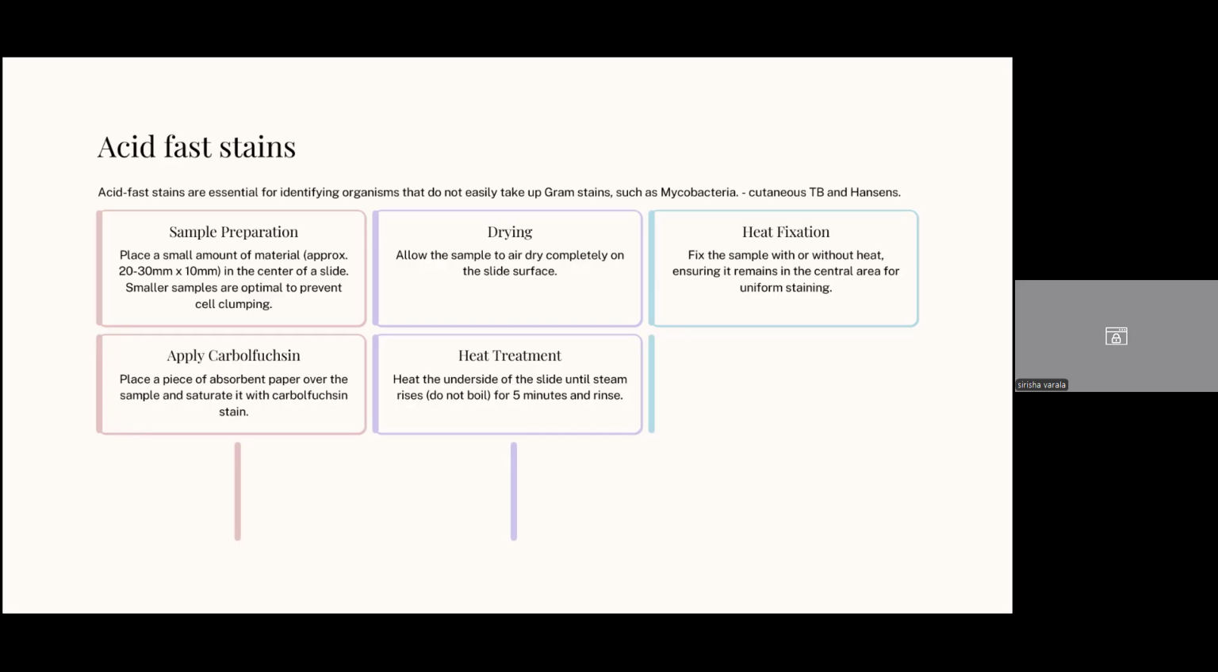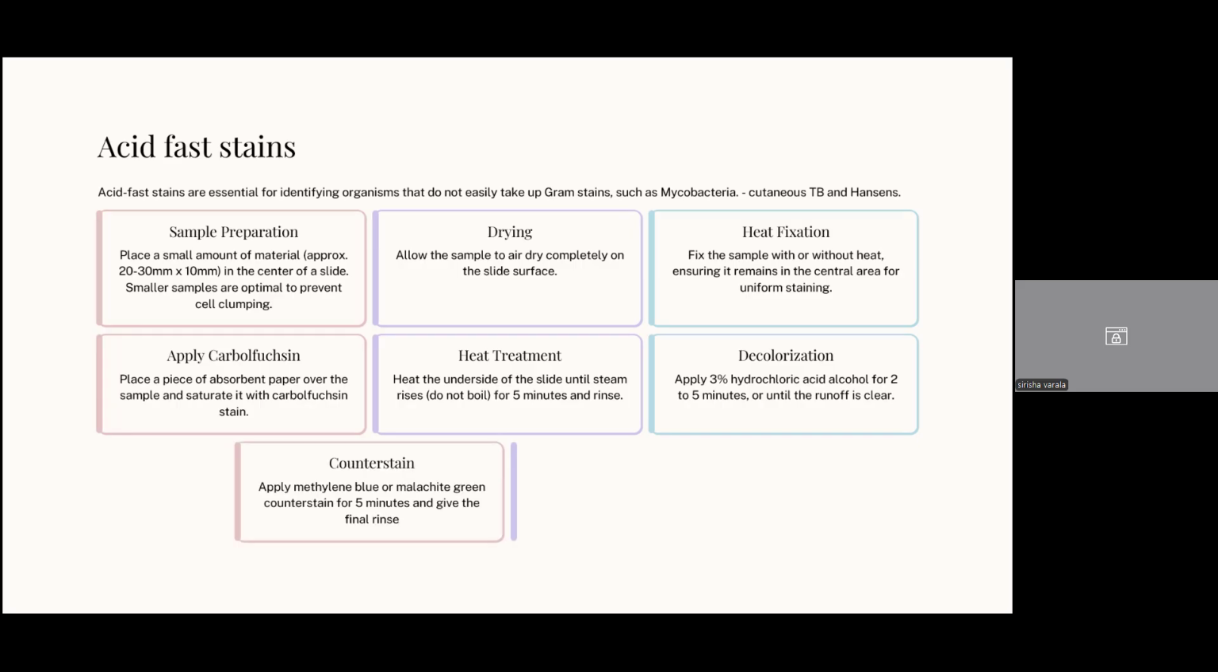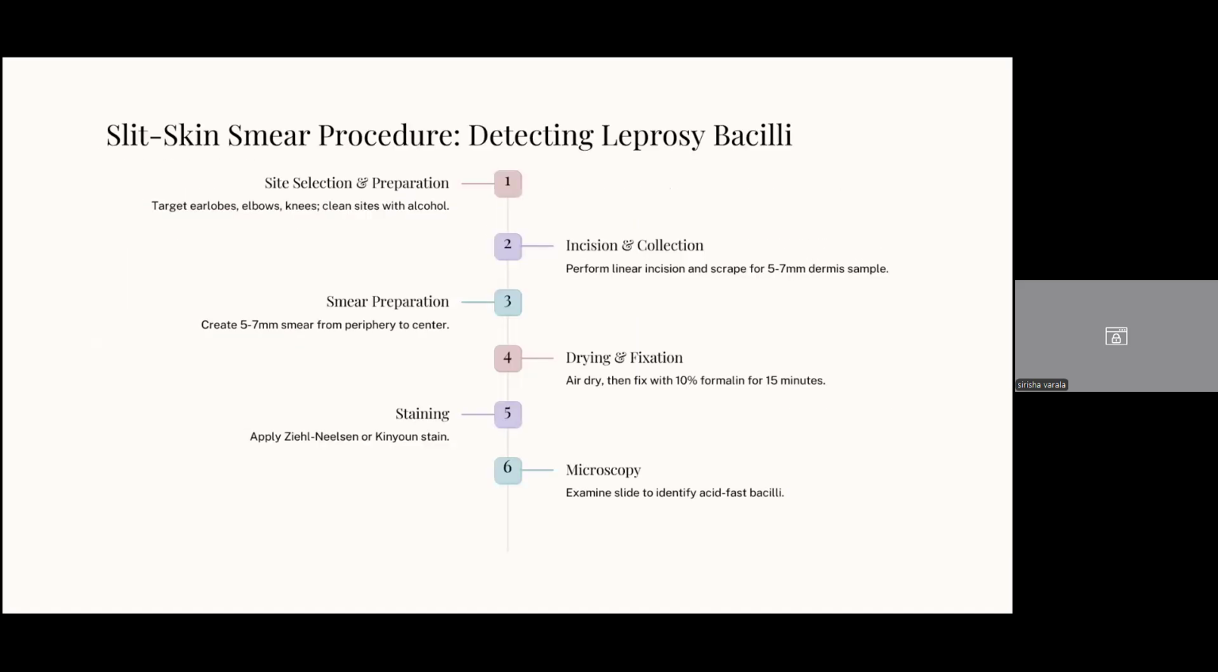Then we heat the undersurface of the slide. It should not boil, just the steam should rise for about 5 minutes and rinse it off. You are going to add a decolorizing agent, which is 3% hydrochloric acid with alcohol for 2 to 5 minutes until the runoff is clear. Then you counter stain with methylene blue or malachite green and give the final rinse. And you examine under the microscope to identify the AFB.